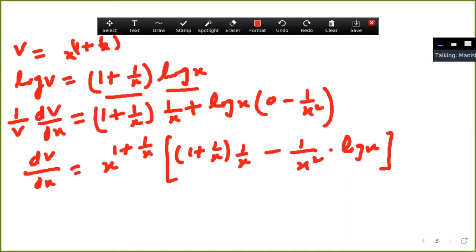Now du upon dx we have calculated, dv upon dx we have calculated. Then dy upon dx will be equal to what? Dy upon dx will be equal to, put the value of du upon dx and dv upon dx. What are the values? Put those values. You will get the answer. You can simplify it also. In bracket parts, you can solve these parts. After simplification, when you get the answer, let's see what will be the answer.